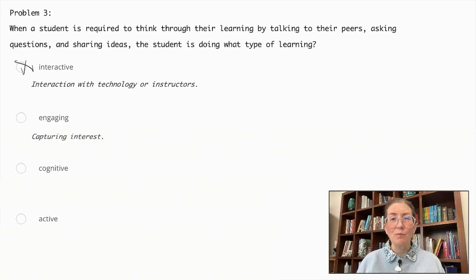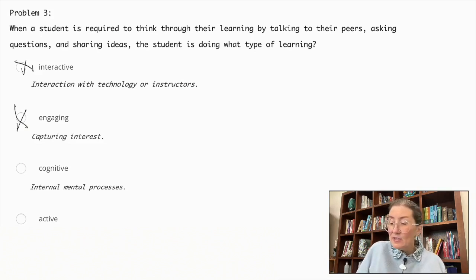Engaging learning is a broader term that can describe any method that captures students' interest and keeps them involved in the learning process. So let's cross that out as well. Cognitive learning focuses on the internal processes involved in learning, such as thinking, understanding, and remembering. So we can cross that out as well. The correct answer here is active learning.